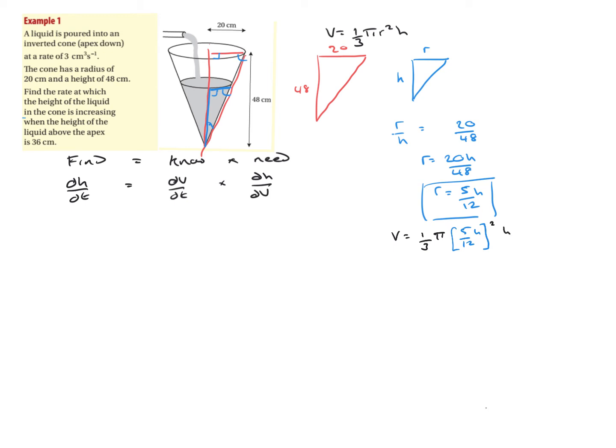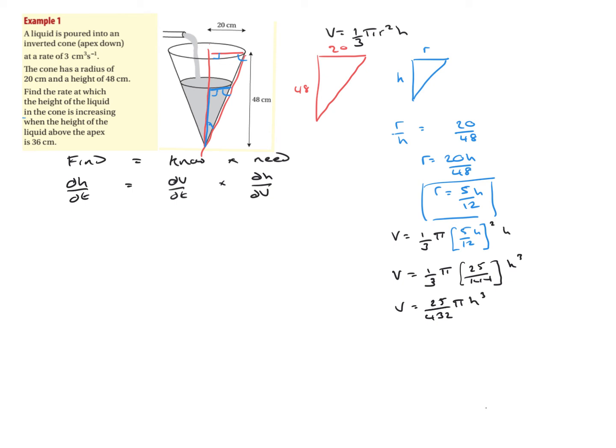So we're going to tidy that up a little bit. If we do that, we get V is equal to 1/3 pi, and 5 over 12 squared is 25 over 144, and I forgot the h there. The h squared gets multiplied by the h here, so it's going to be h cubed. So I'll just put that outside there. That's not too bad. And then, if we wish, we can tidy it up a little bit more and put V equal to 25 over 432 pi h cubed.